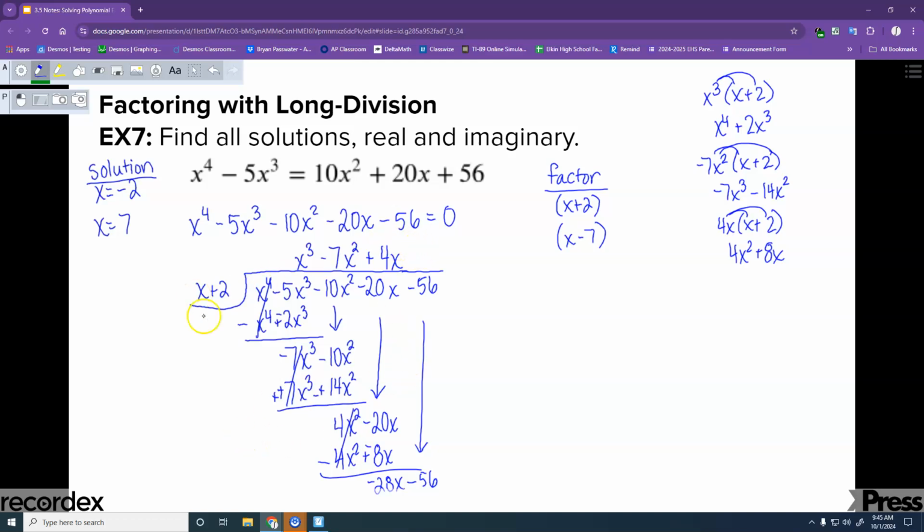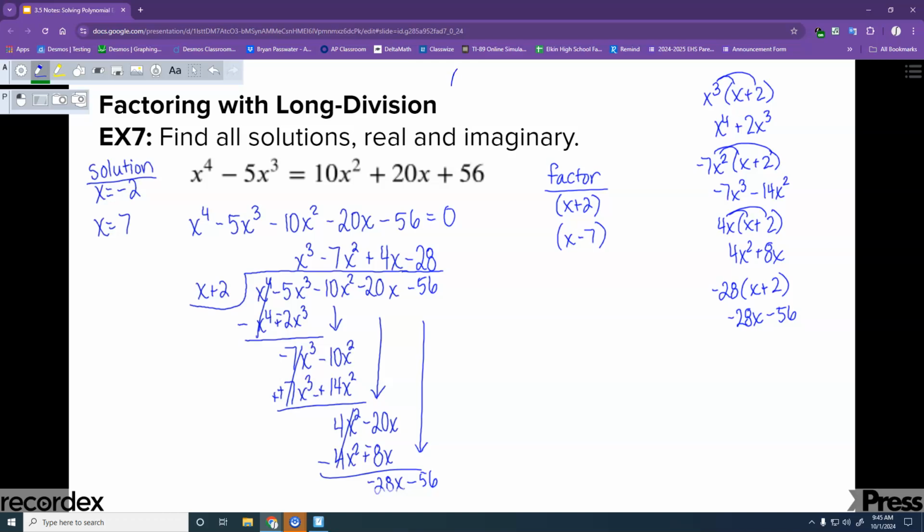What times x gives me negative 28x? Negative 28. Okay? So I got to do negative 28 times x plus 2. That's going to give me negative 28x. Negative 28 times 2 is 56. So that ends up being the same, and I've ran out of room, but it's the same, so I'm done right there. I've divided. Okay?